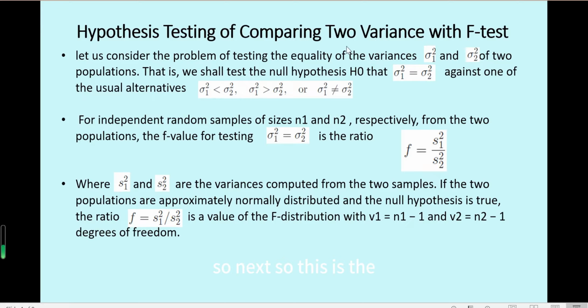So this is the F test. So this is the null hypothesis, two variances are equal. Then the sample variance ratio F follows F distribution with n1 minus 1 and n2 minus 1 degrees of freedom.